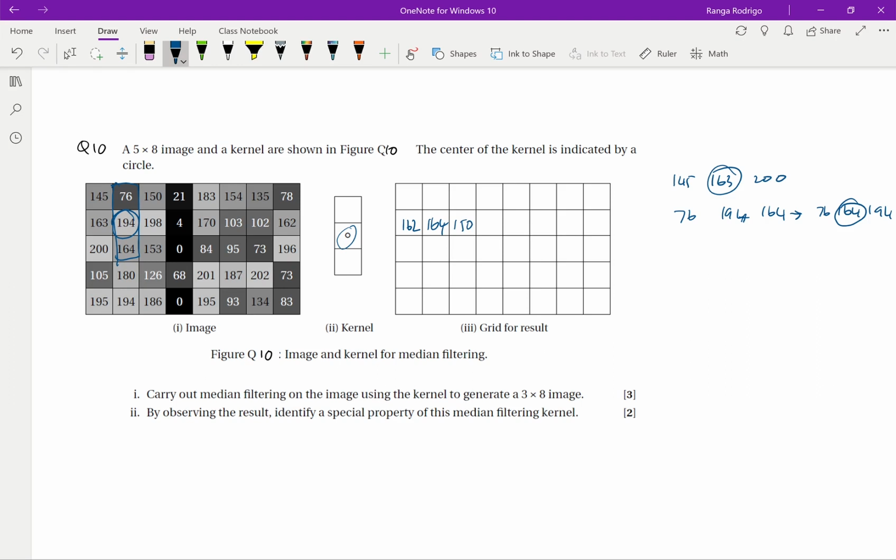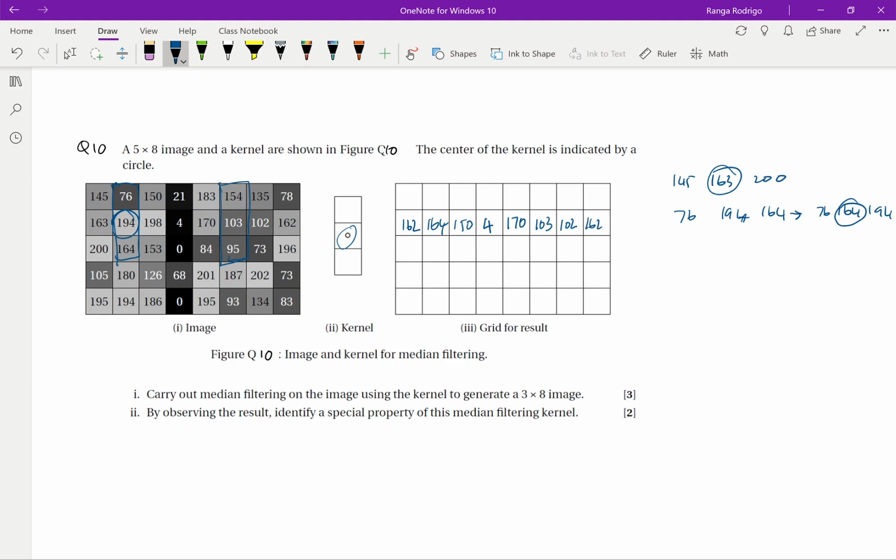150 here, 150, 190, 153. Middle one is 150. For the next one, 183, 170, 84, 170, 154, 103, 95. When you look at it here, the middle one is 103, 102. Here the middle one would be 162.